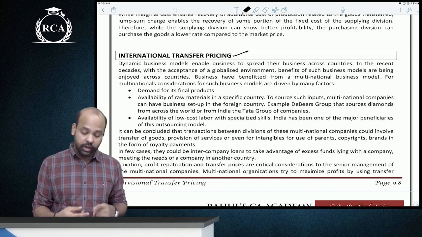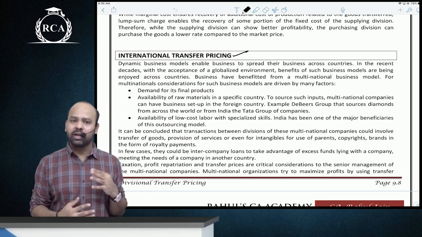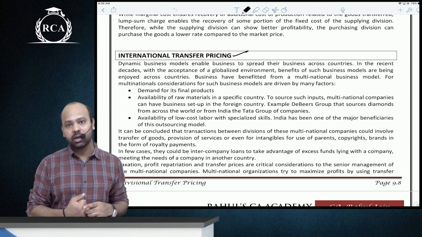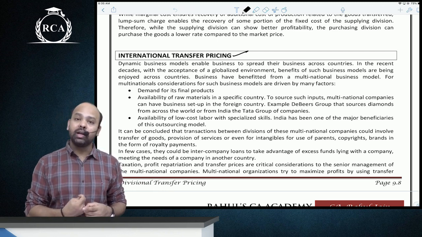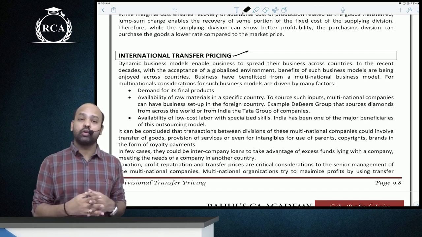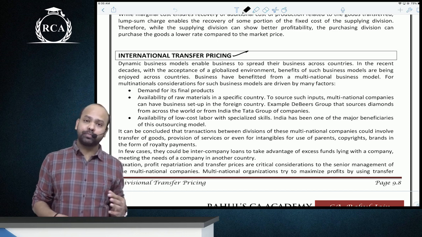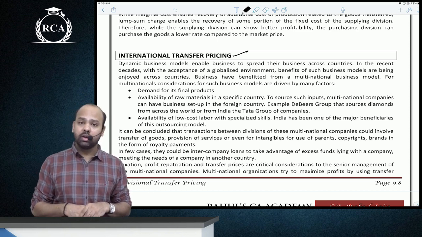Okay sir, understood. The second reason as to why you have your operations across multiple countries is that your product actually has a demand in multiple countries. Coca-Cola will obviously have operations in India because there's a demand for Coca-Cola in India. Coca-Cola India pays royalty to Coca-Cola Global.